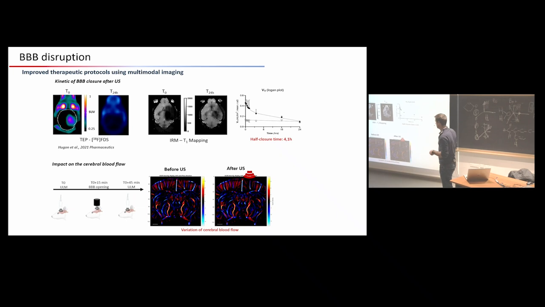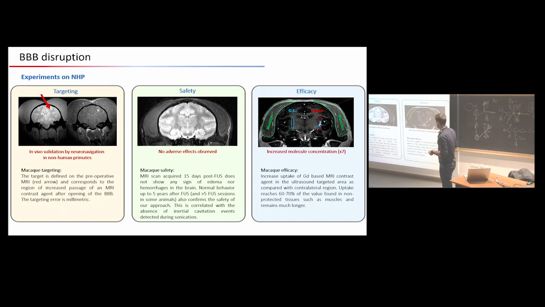We also use ultrasound imaging, like the super resolution imaging that was presented yesterday. For example, here we are able to observe some vasoconstriction that can be induced by the inflammation caused by ultrasound. We have done the same in monkeys, to confirm the targeting, for example, here you have the BBB opening exactly where we targeted, to confirm the safety, but also to quantify, using T1 mapping, the enhancement of contrast agent in the brain.